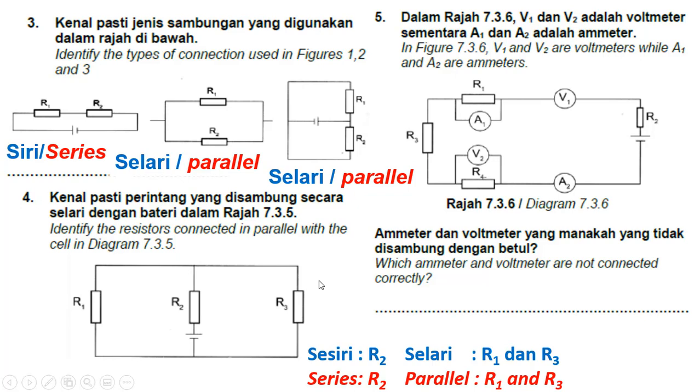Next question. We have two voltmeters V1, V2 and two ammeters A1 and A2 connected. Identify which ammeter and voltmeter are not connected correctly. We must understand that an ammeter must be connected in series and a voltmeter must be in parallel with the resistor. Look at A1. This is parallel, definitely incorrect. V1 is a voltmeter in series, so this is incorrect also. So A1 and V1.